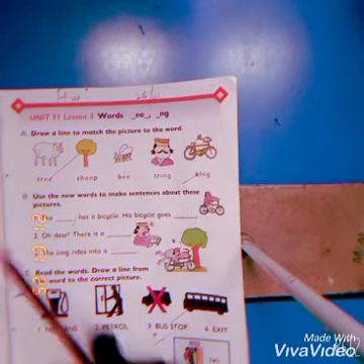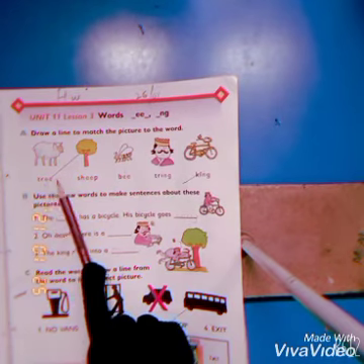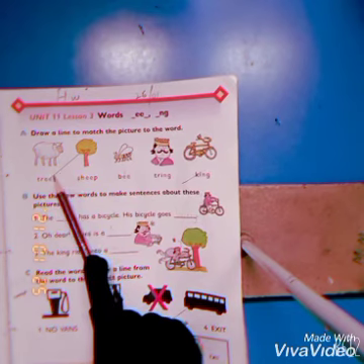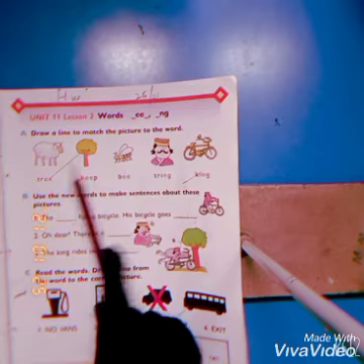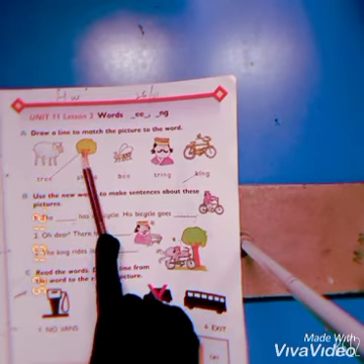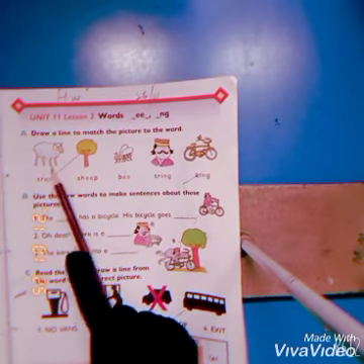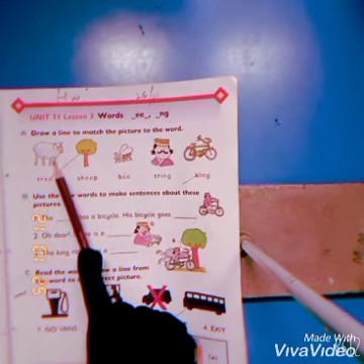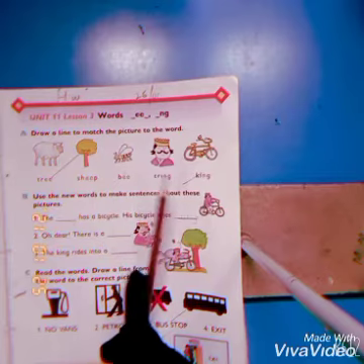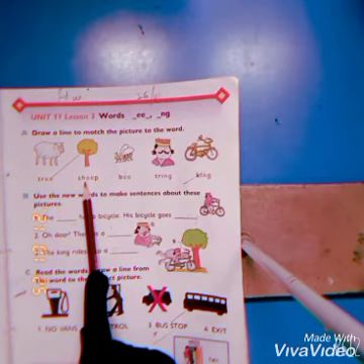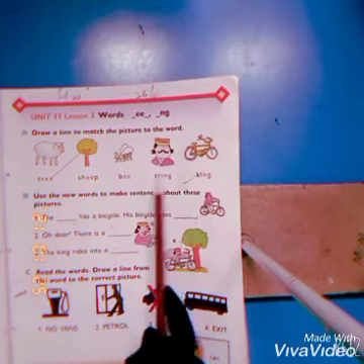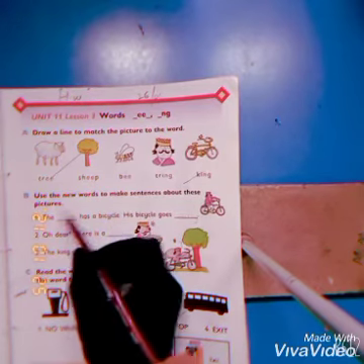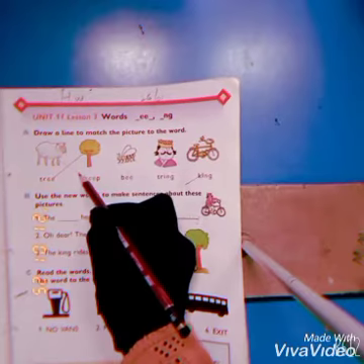Let's match. Here is the first word, tree. It's already matched with its picture. It's a picture of a tree. What's this? It's a sheep. Which one is sheep? Sheep, bee, ring, king. It's the spelling of sheep. Let's match sheep.